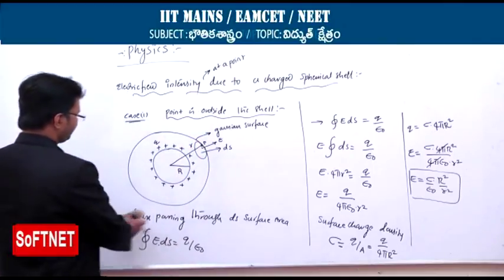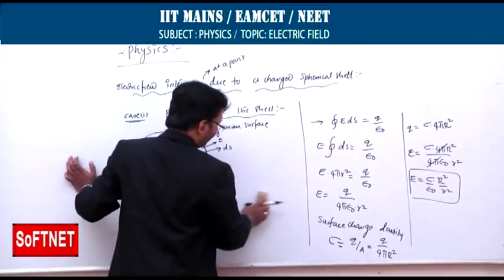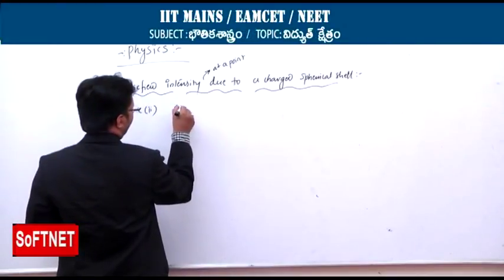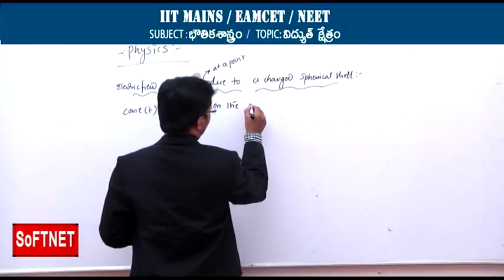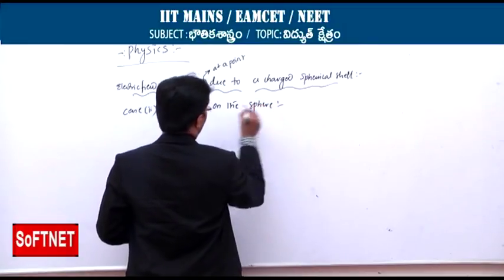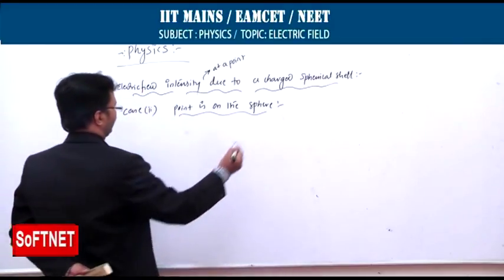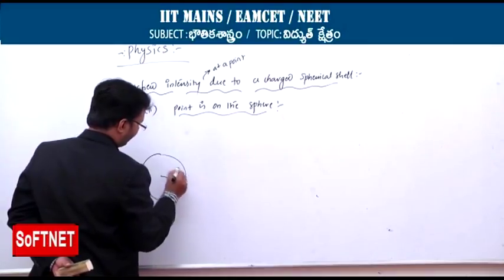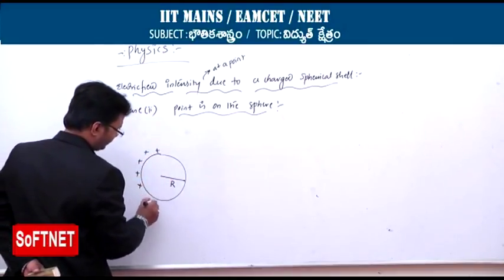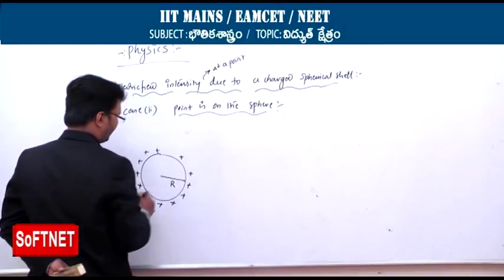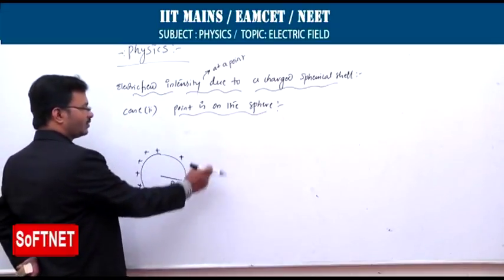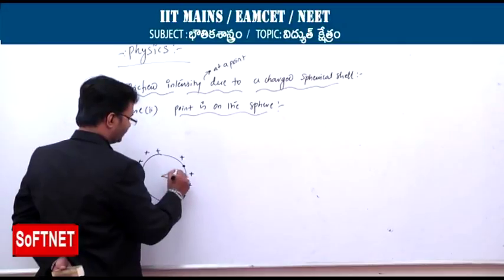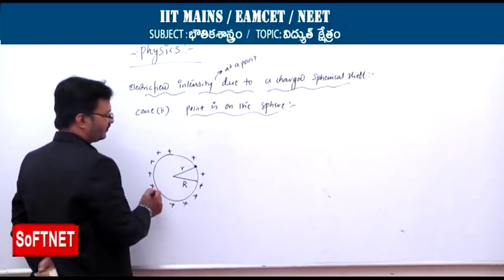The point is outside. Next, the second case: the point is on the sphere. This is a sphere of radius capital R. Charges are placed on the sphere. Already we got the electric field intensity when the point is outside. Now the point is existing on the sphere, at a distance small r, and at this point we need to find the electric field intensity.